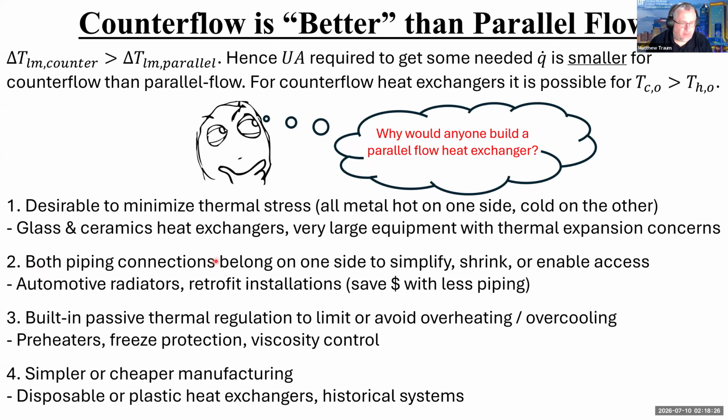Another reason you might use parallel flow heat exchangers is both piping connections are going to be on the same side, and you might want to do that to simplify, shrink, or enable access to your heat exchanger. So you see this a lot in automotive radiators, right? Both the inlet and the outlet are in the same spot, just because that's the spot that's easy to access. And so even though radiators are less efficient because they're parallel flow, it's very easy to get to the inlet and the outlet because they're right next to each other.